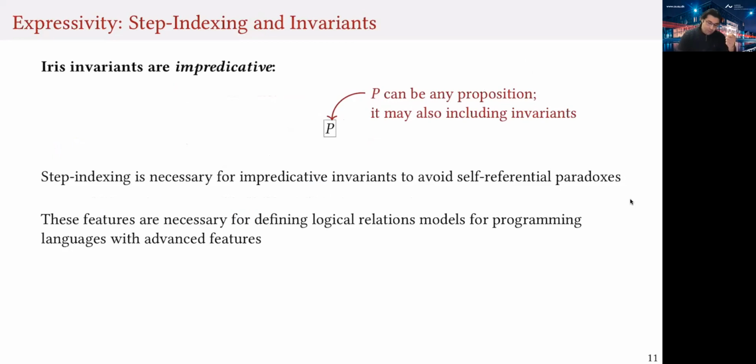One crucial point about Iris invariants is that they are impredicative, meaning that you can create an invariant with any proposition. And that proposition itself may include invariants. And if you're not careful, you can get into trouble with that, right? And indeed, one of the reasons that we have step indexing in Iris is to avoid paradoxes that could arise out of such nested invariants. But I will not get into any of that here. If you're interested, you can look at the Iris papers.